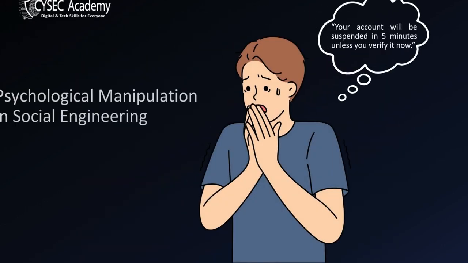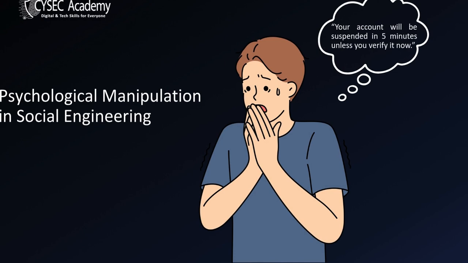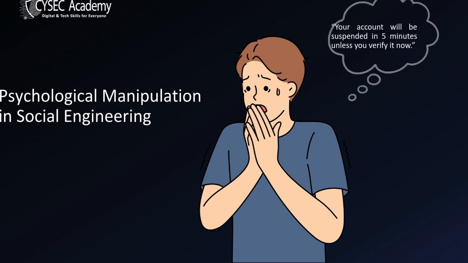2. Fear and urgency. Fear clouds judgment. Urgency kills deliberation. "Your account will be suspended in 5 minutes unless you verify it now." "We've detected unauthorized login attempts. Click here to secure your profile." Why it works: the target acts quickly to avoid punishment or loss, skipping rational checks.